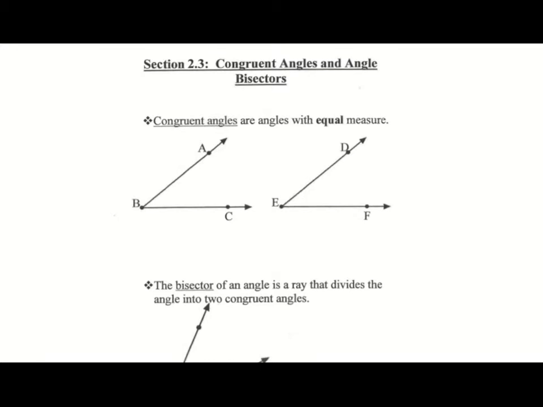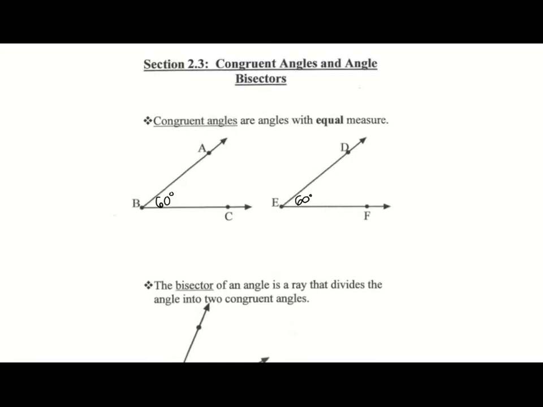Our next section is about congruent angles and angle bisectors. Just like segments, congruent angles are angles with equal measure. So if I look at my two angles drawn below, if I said that this angle right here was 60 degrees, then I would know this angle is also 60 degrees.